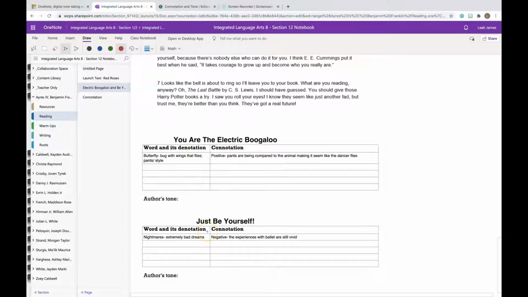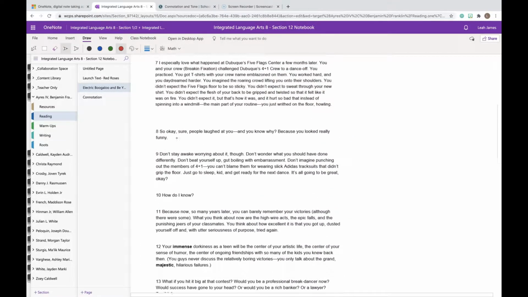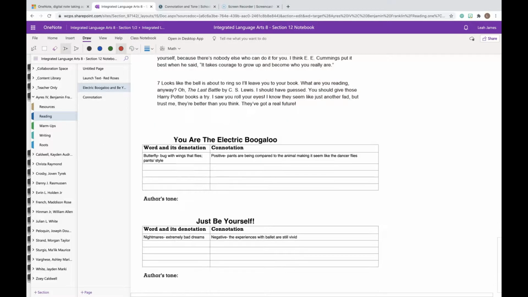We will share our notes for the other article because the kids in class are doing expert groups, so you'll just have to get the notes afterwards. But for both of these, you'll see that I've provided an example. You guys know from your Edpuzzle that the denotation of a word is its dictionary definition. So one of the words that had a strong connotation in You Are the Electric Boogaloo is butterfly. I know that a butterfly is a bug with wings that actually flies.